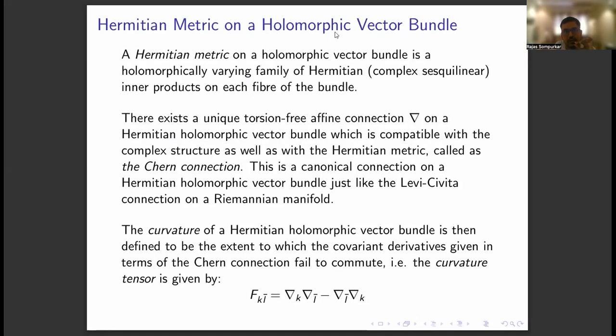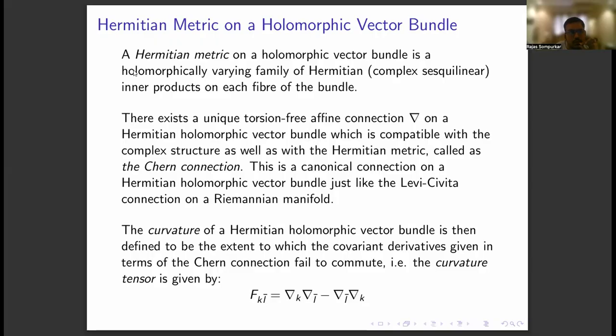So I thought that for a holomorphic vector bundle, it should be holomorphically varying. But I think you are right that even for a holomorphic vector bundle, it should be a smoothly varying family of Hermitian inner products. That is always so, actually. I also had this confusion at some point, and my professor corrected me. Thank you, Prahlad.